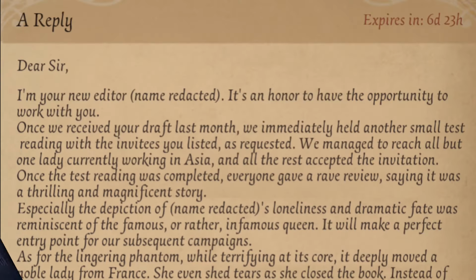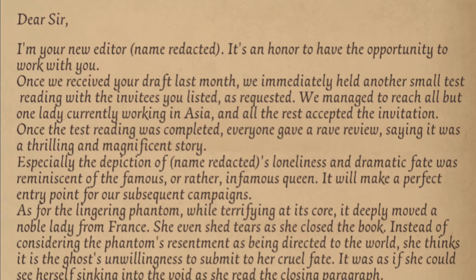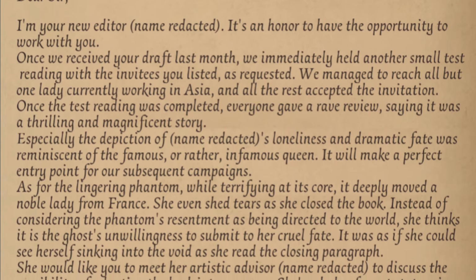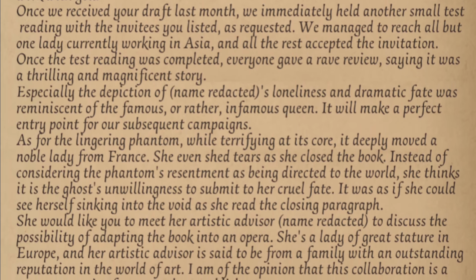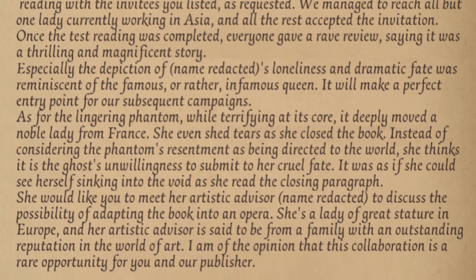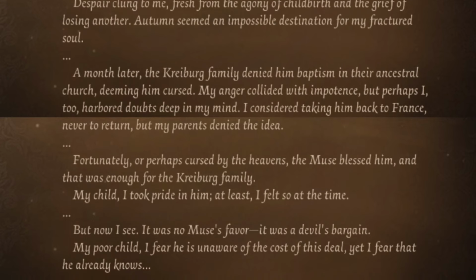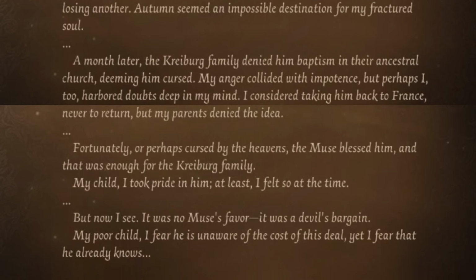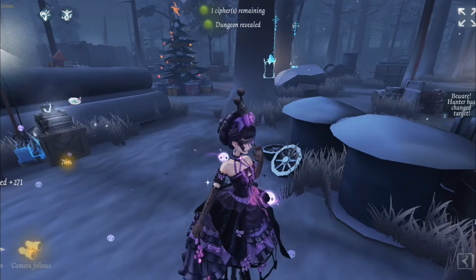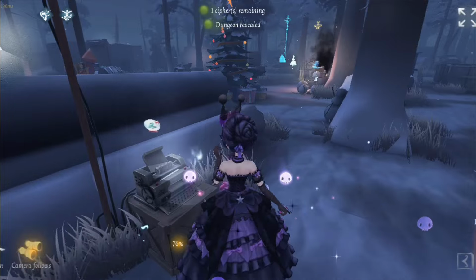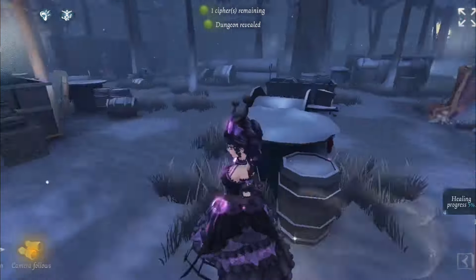This idea gets some support in the third letter, where a noblewoman in France starts crying after reading a tragic novel. She feels a deep connection to the story, and I think NetEase is trying to draw parallels between Marie Antoinette and Mary de Capet in this moment. The big question is, who is this noblewoman? Well, the only noblewoman we know from France in the game is Amalia Kreiburg, who has mentioned wanting to go back to France. Could it be that Amalia cried after reading the novel because it reminded her of Mary Kreiburg? I think there's a good chance of that, especially since the clues are pointing in that direction.